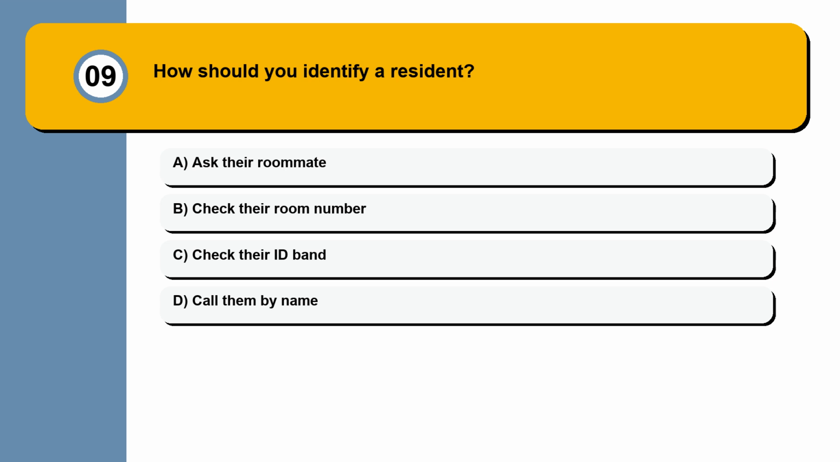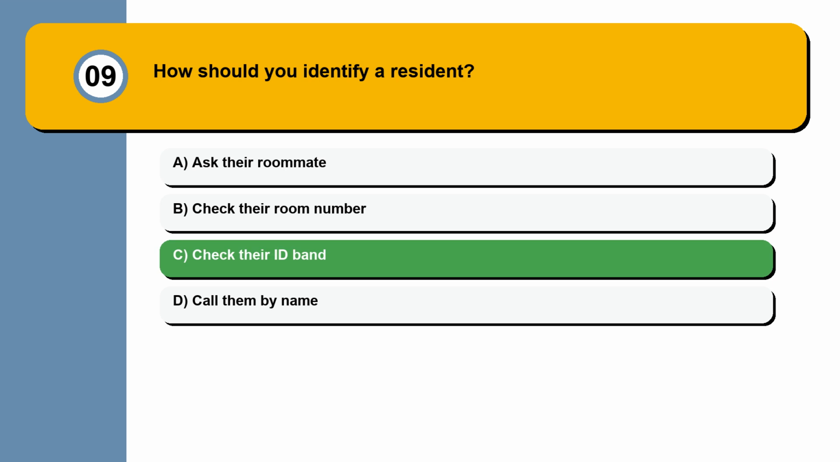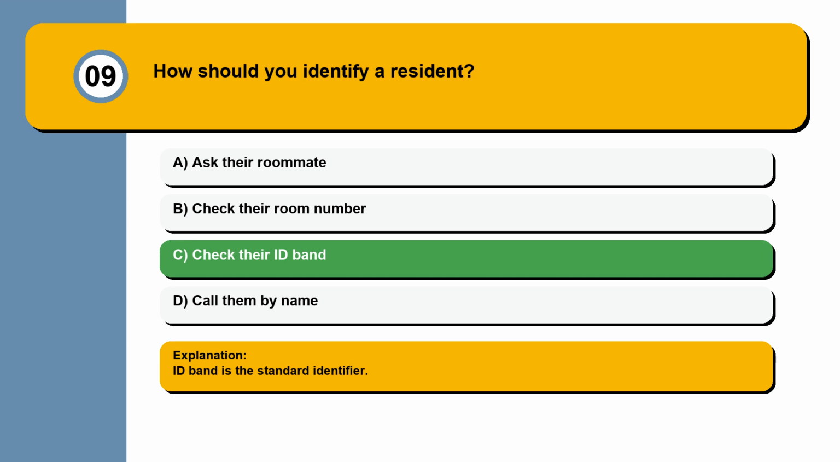Question 9. How should you identify a resident? Ask their roommate. Check their room number. Check their ID band. Call them by name. ID band is the standard identifier.